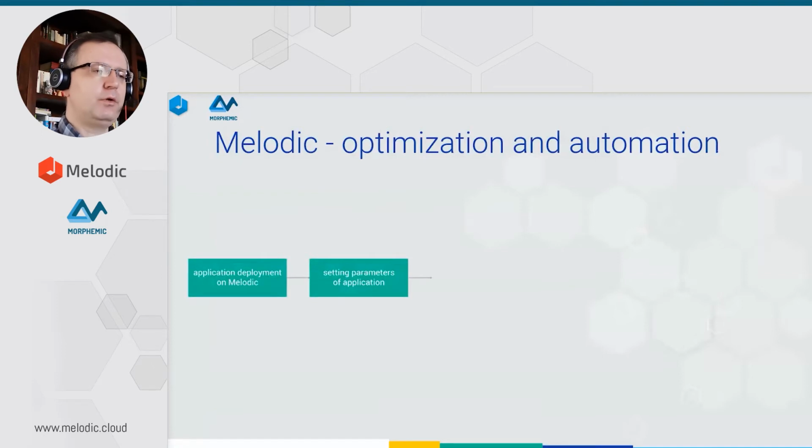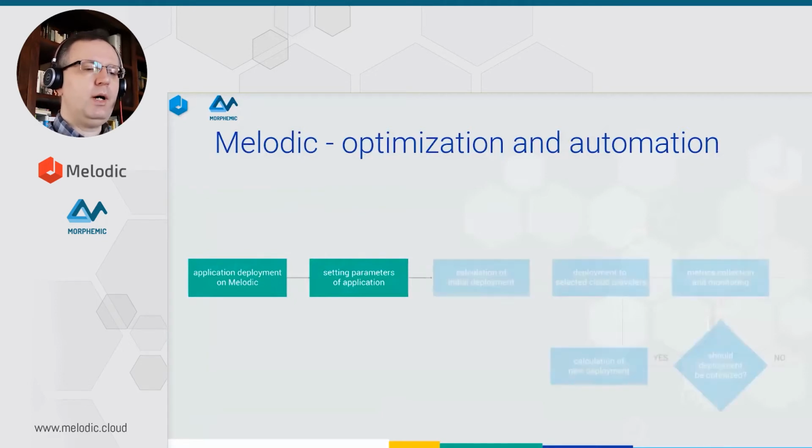How Melodic works. The first step is to prepare the application, the model of the application, and set the parameters, initial values of the requirements and constraints. It is done only once. Of course, the parameters could be adjusted, but they are also adjusted by the Melodic during the optimization process. So it is usually done once.